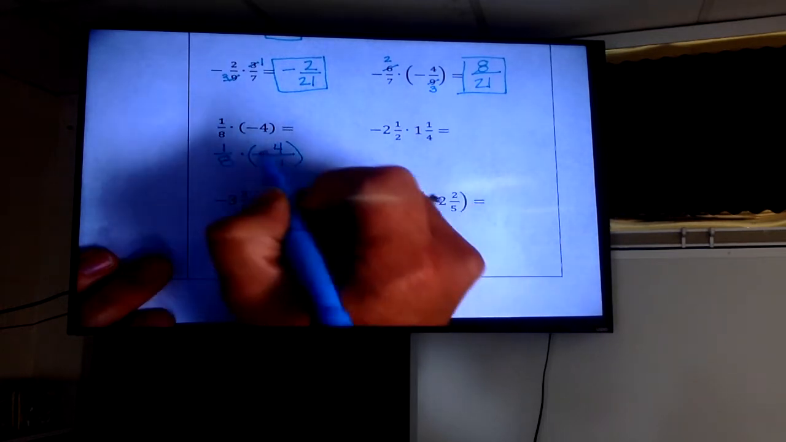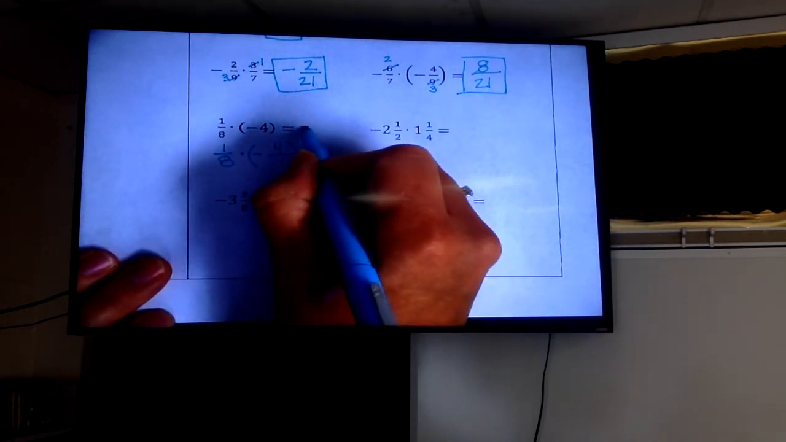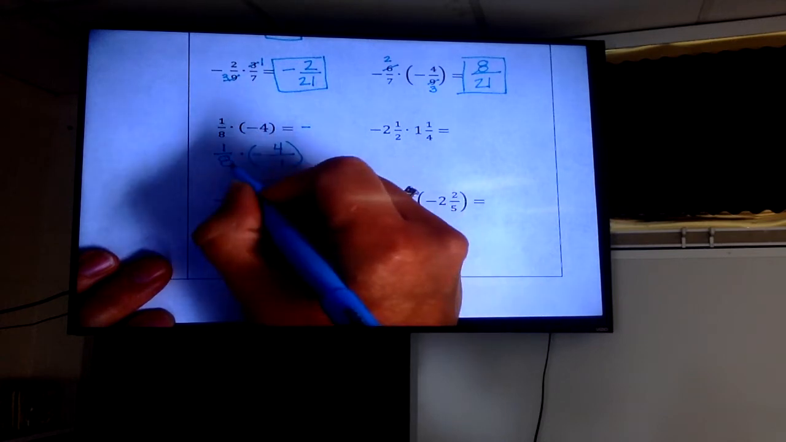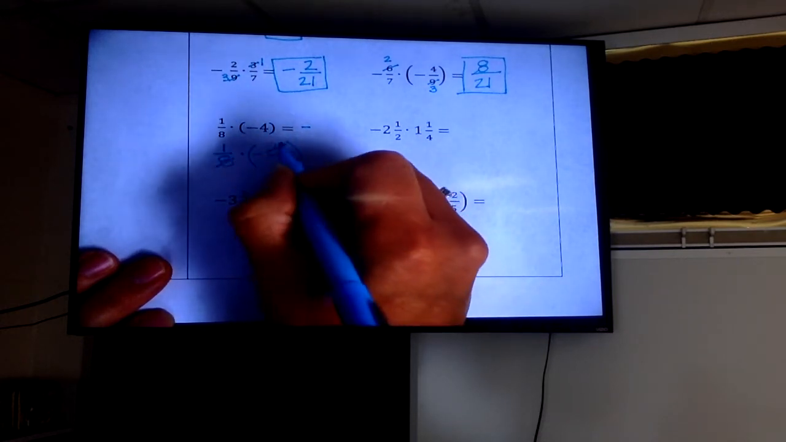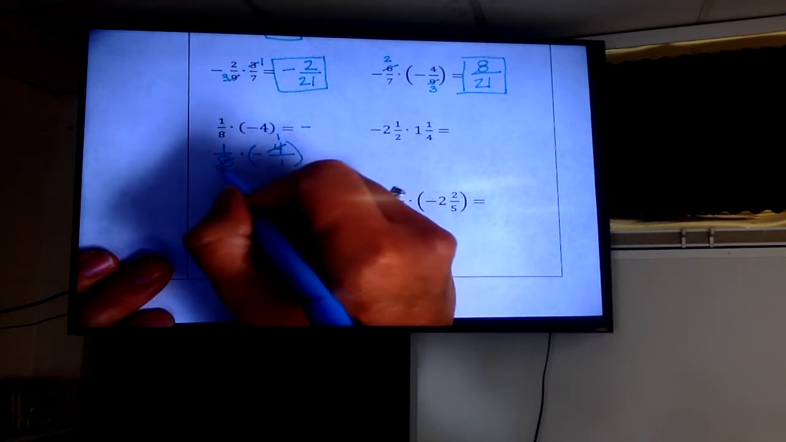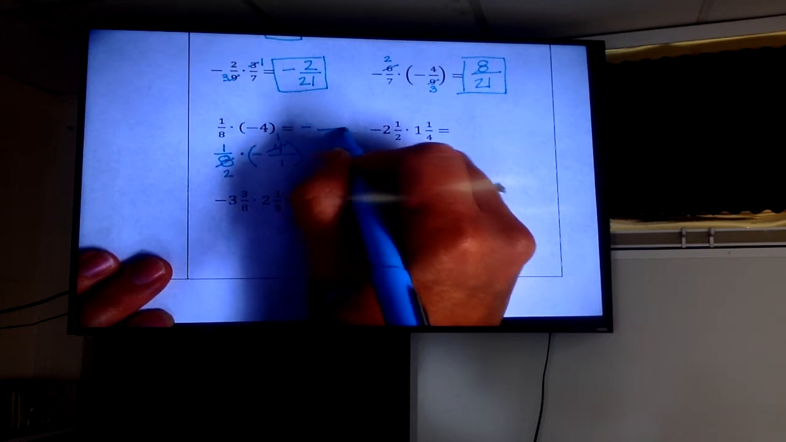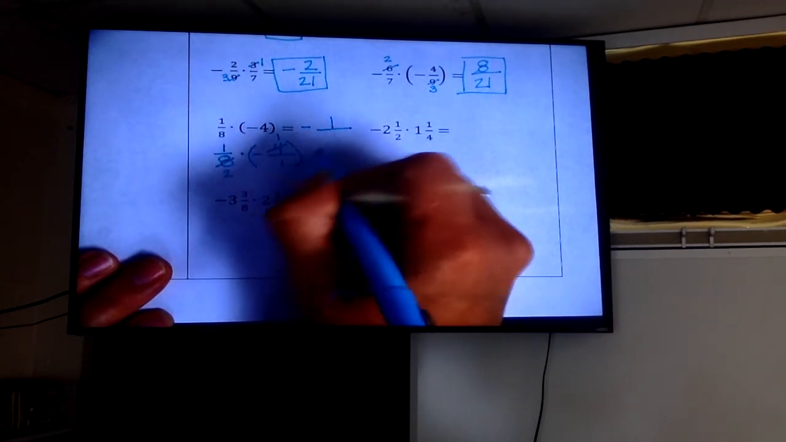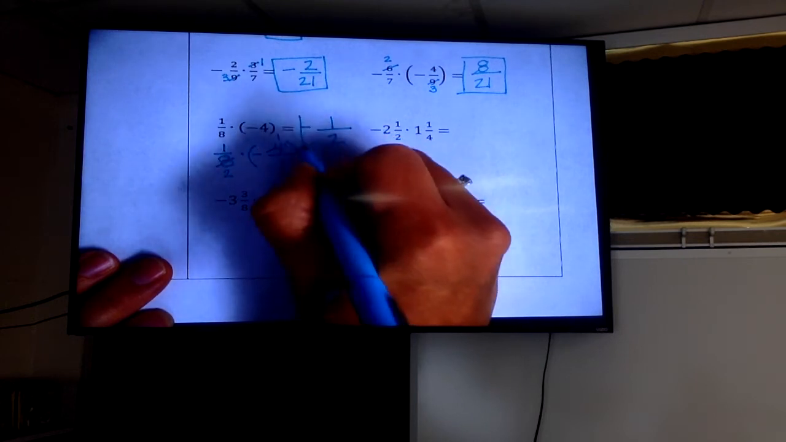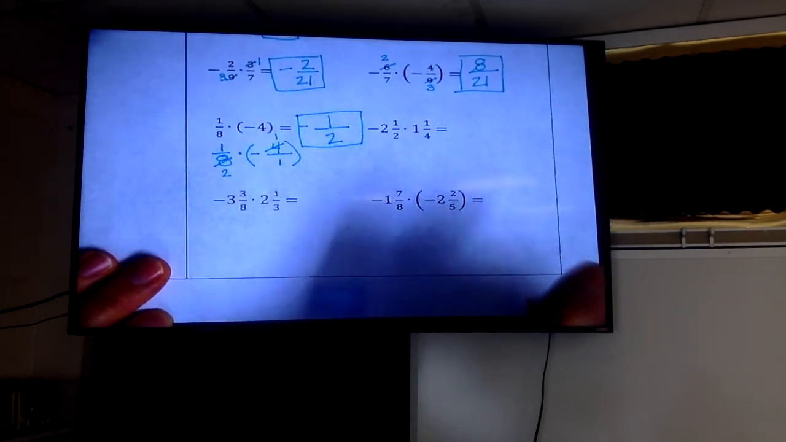So I have a positive times a negative, which gives me a negative. I can simplify here the 8 and the 4. 4 is a factor of both of them. 4 divided by 4 is 1, and 8 divided by 4 is 2. So then when I multiply across, 1 times 1 is 1, and 2 times 1 is 2. My answer is negative 1/2.